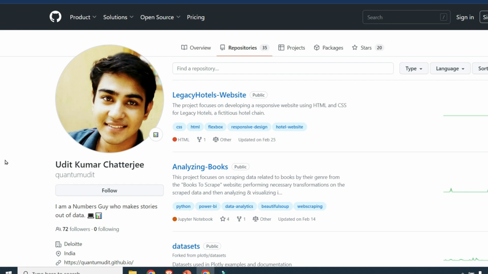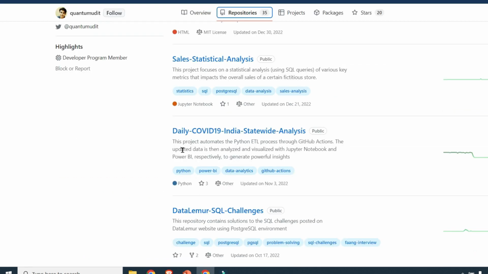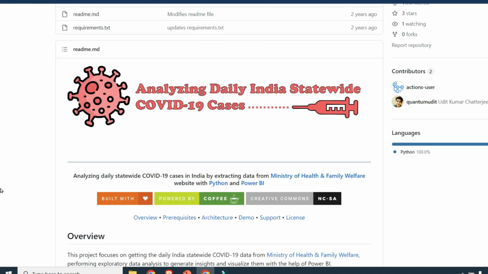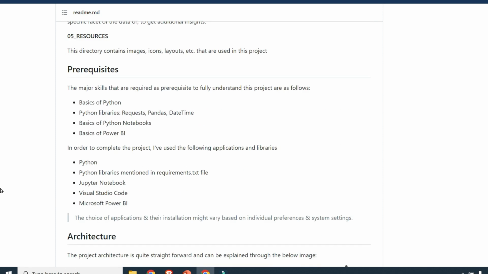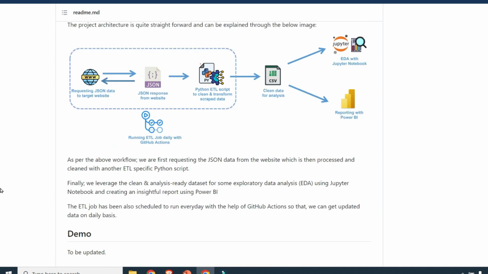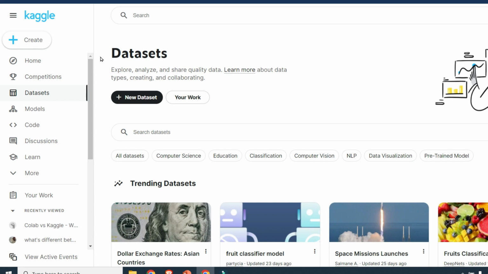So this is everything he's done. See here, he's done a daily COVID-19 India statewide analysis. Let's click on that. I like that he puts some graphics in there, just catches the eye. He's got his overview, what he did, all his steps, nice graphic of the architecture. Very good. Let's have a look at Kaggle.